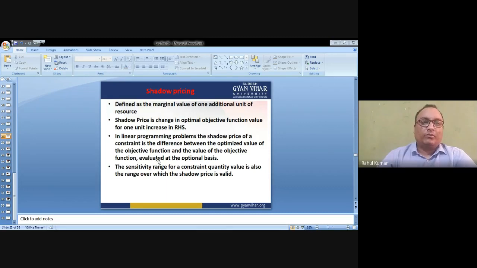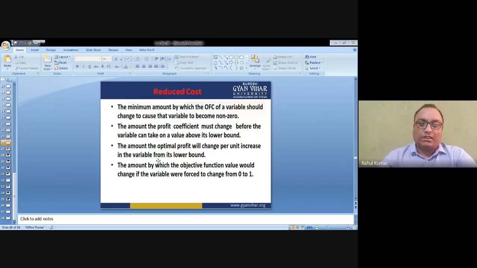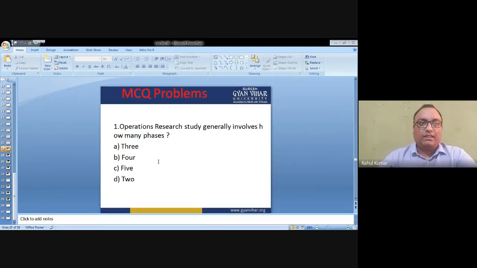This is the shadow pricing example. And the next one is reduced cost. These are the points related to the reduced cost here, right? And then move to the next MCQ problem.